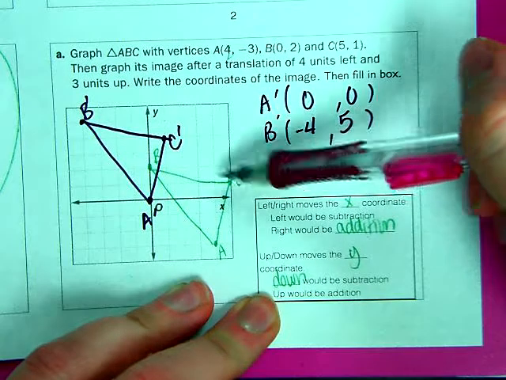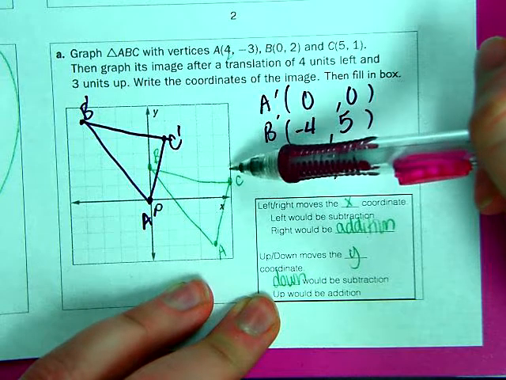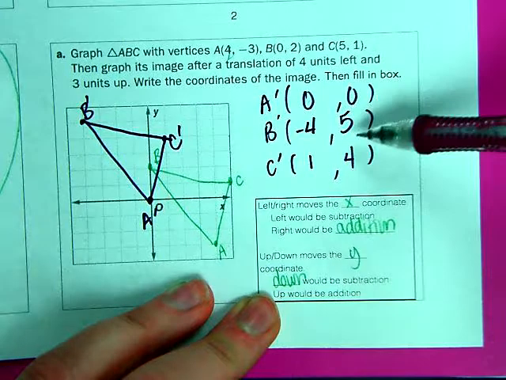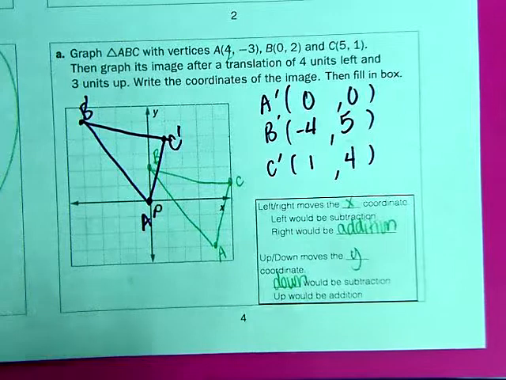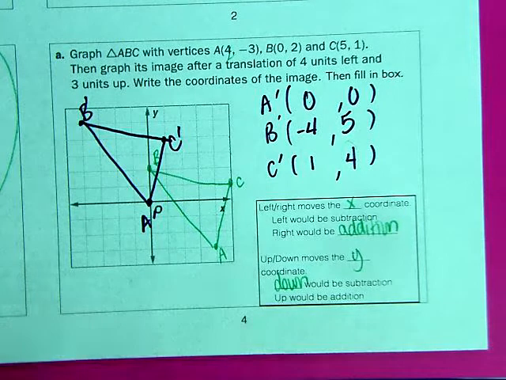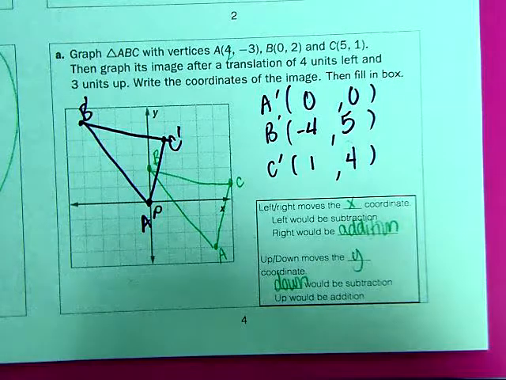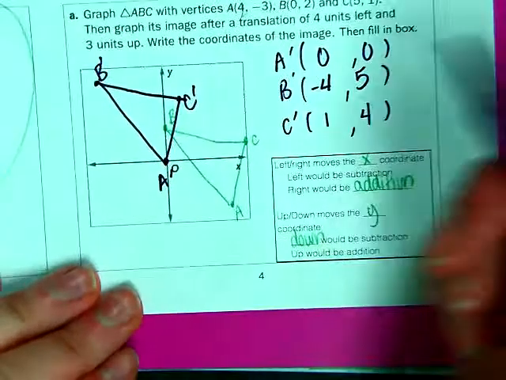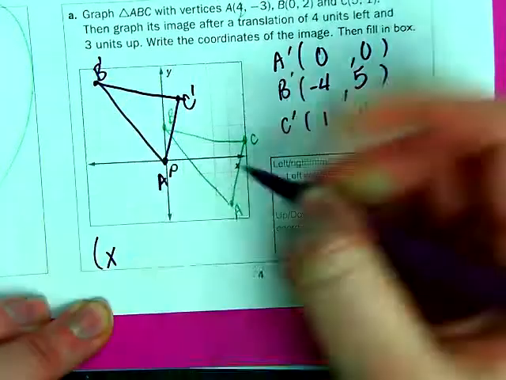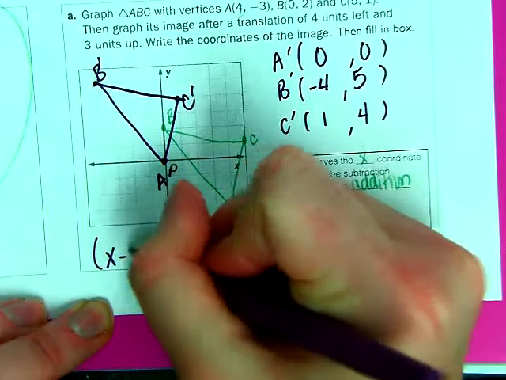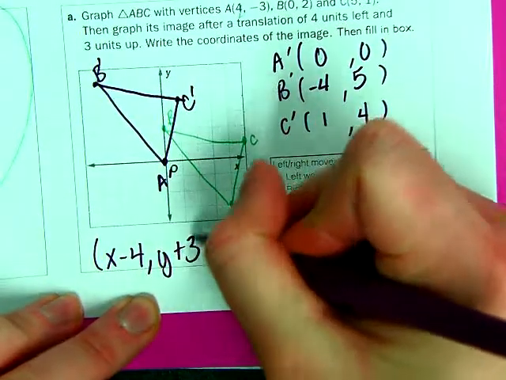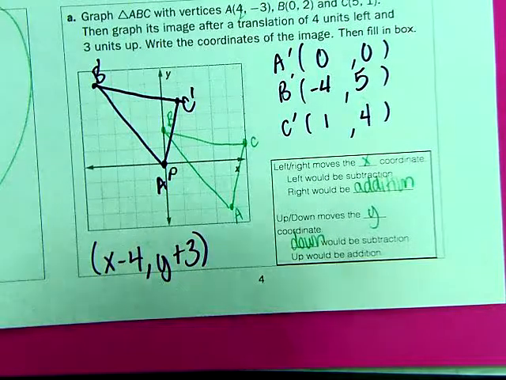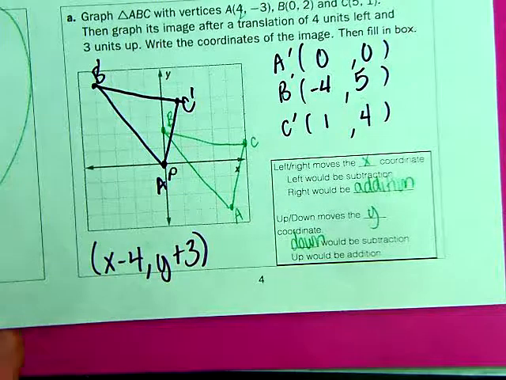So we move this from 1 to 1, 2, 3, or 4, I mean, from 1 add 3, 4. So that's where these came from. So the translation notation for this would be that all of our x coordinates moved left 4, and all of our y coordinates moved up 3. So that's what the translation notation for this particular problem would be.